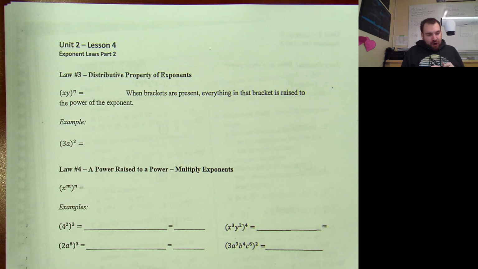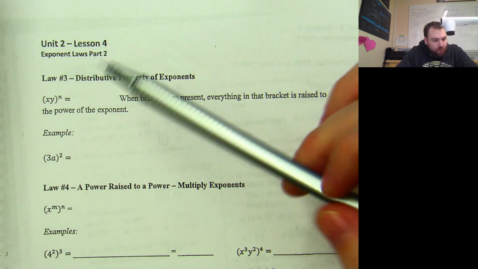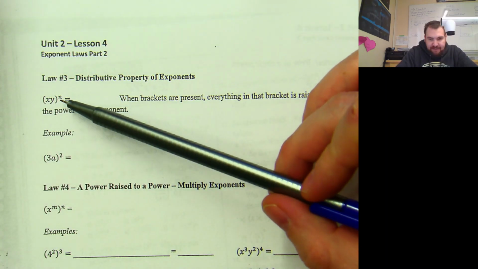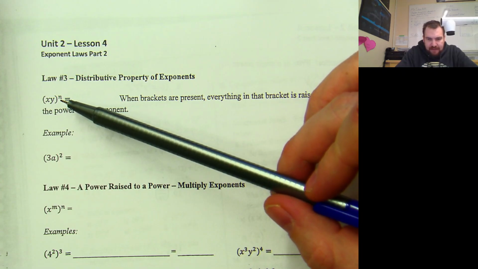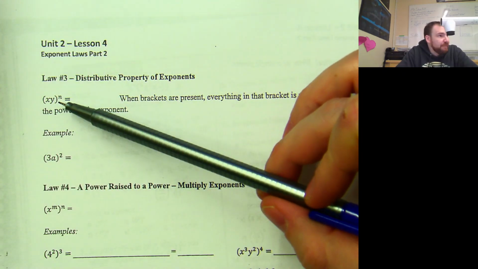Okay, here we go. So, we've done 2 laws. Let's introduce to you some more. This, I think, is still technically review. Law number 3 is what's called the distributive property of exponents. When I have something like this, x, y in brackets to the power of n.